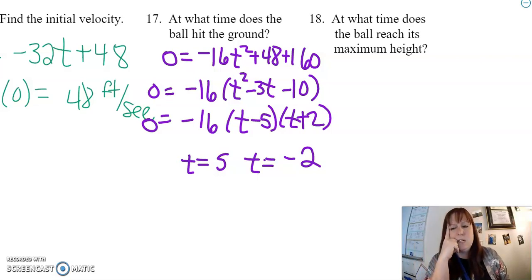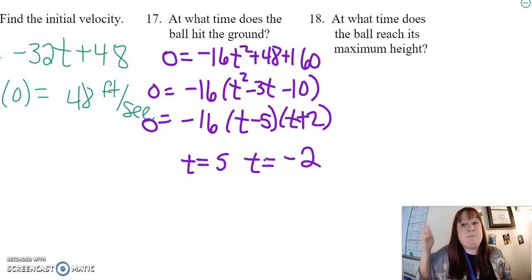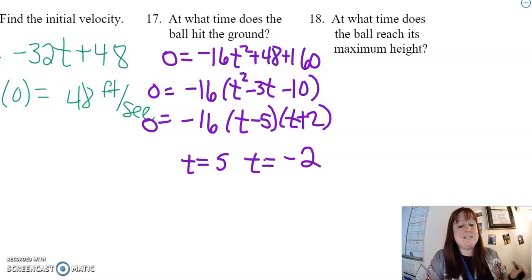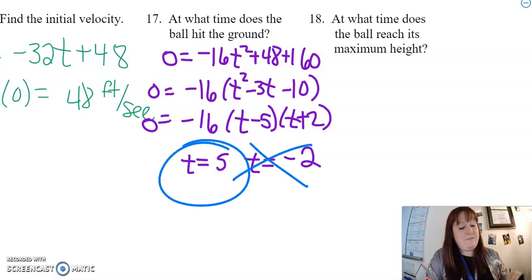But wait, can time equal -2 in this example? It can't. Time can sometimes be negative and it freaks people out, okay? But in this example, we talked about time starting when they dropped the ball. So does time -2 exist in this example? No. So that one doesn't exist, so it hits the ground at 5 seconds.